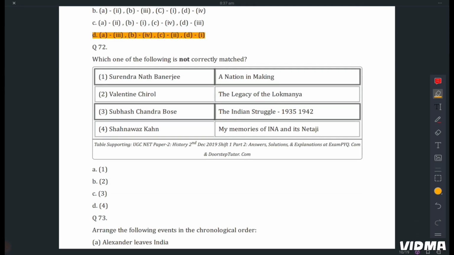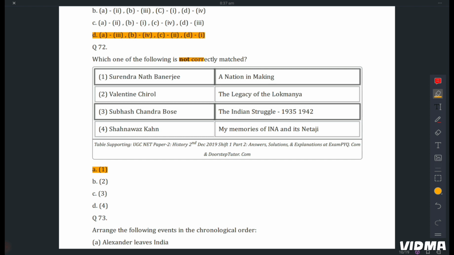Question number 72. Which of the following is not correctly matched? Surendranath Banerjee, A Nation in Making, Valentine Chirol, The Legacy of Lokmanya, Subhash Chandra Bose, The Indian Struggle 1935 to 1942, Shahnawaz Khan, My Memories of INA and its Netaji. Which are not correctly matched? Okay, there is only one option which is not correctly matched, and it is Valentine Chirol, The Legacy of Lokmanya.